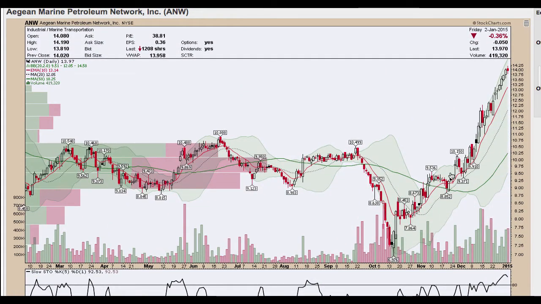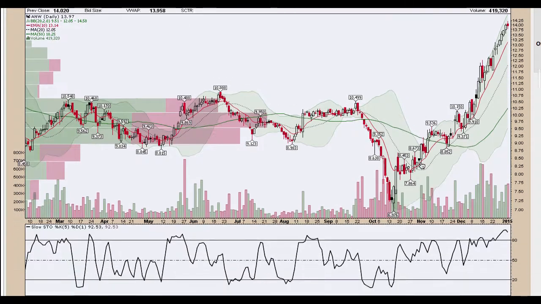ANW, a long that we spoke about back here at the 10.25, 10.50 level. When prices move off of these lows, we were looking for 14, which we've gotten. We did see some nice action here, and for some of you that took this long, looks pretty decent.